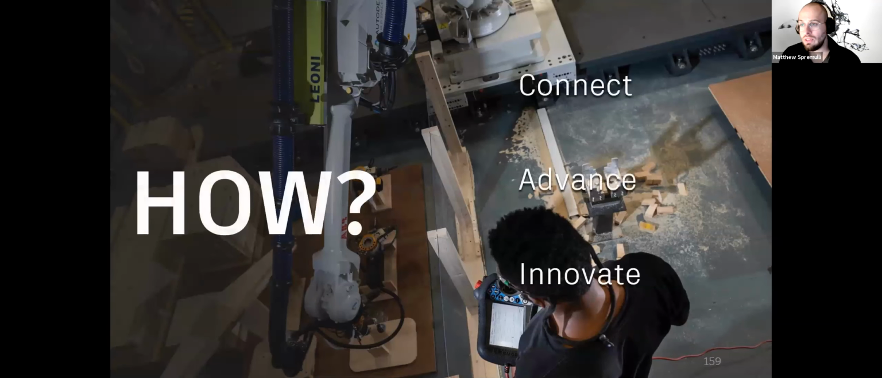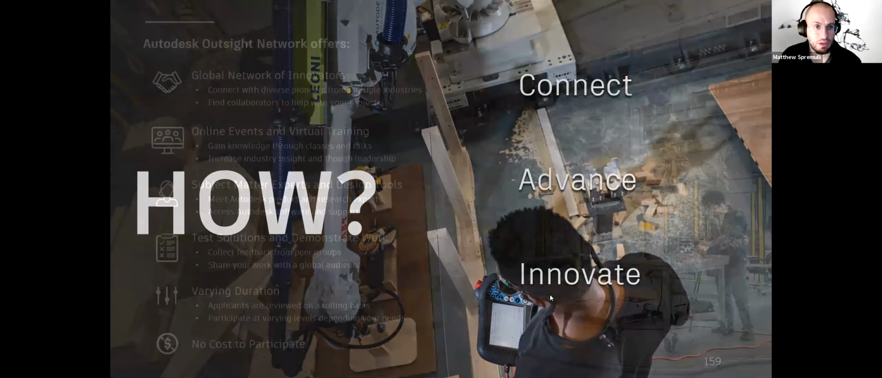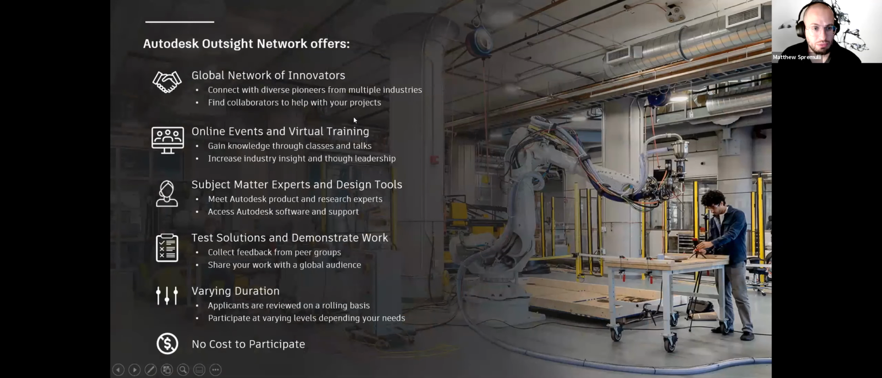So how do the technology centers help? Well, we connect teams together. We can advance their knowledge of technology and even in some cases grant them some technology. And we help them propel their innovation. So we usually offer teams all of these different things. I can share some of this afterwards.